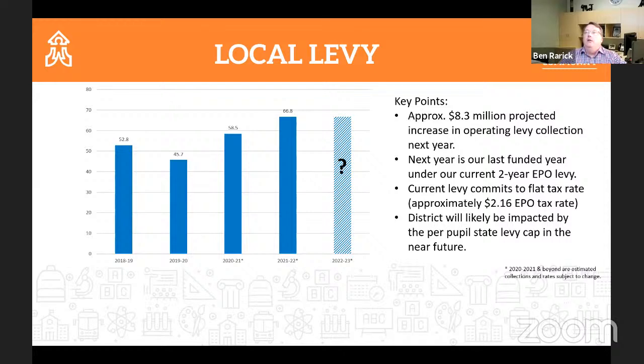Okay. And so you'll remember that the current levy that we were in had that philosophy of a flat overall tax rate, which within a penny or two we were able to maintain. And the reason you see an increase in the EP&O levy is because we have decreases in other parts of our levy. But now that philosophy kind of ends with this levy, and the district will be faced with a new decision in terms of renewing a new 2, 3, or 4-year levy going forward.